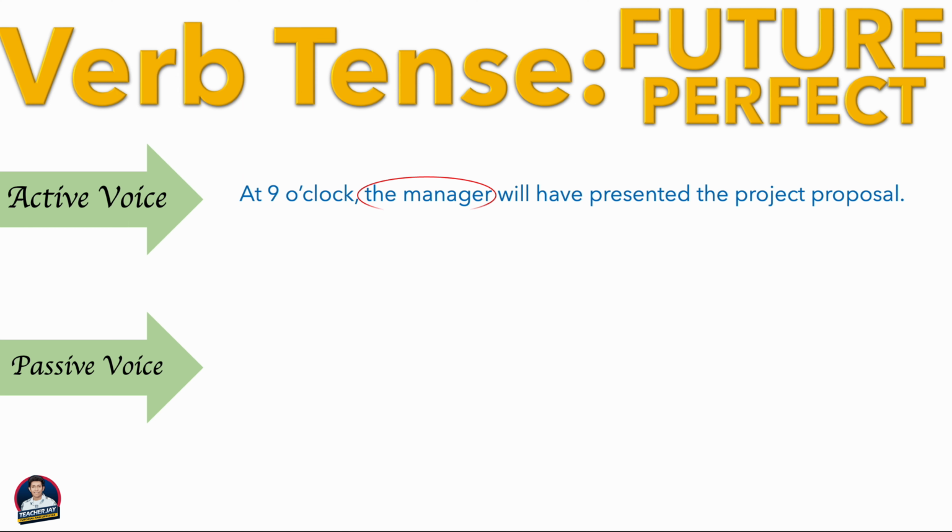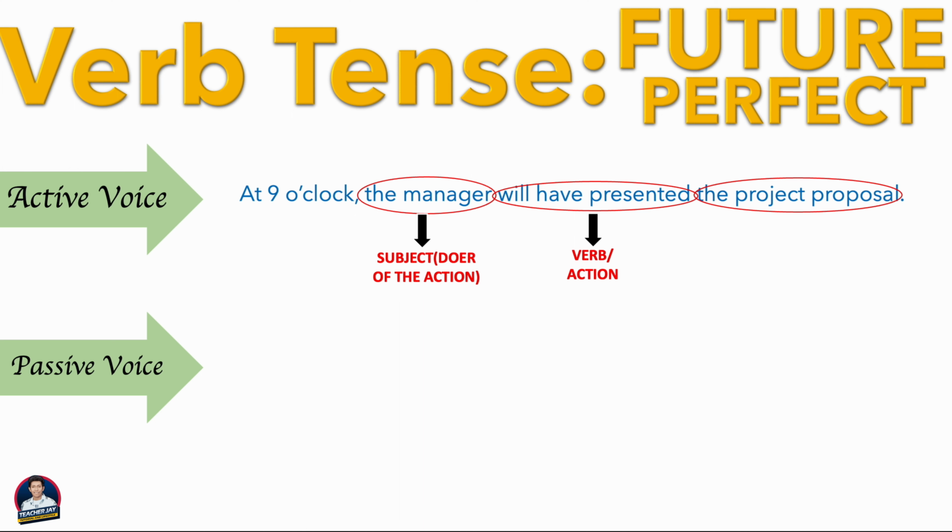In this example, we have the manager, who is our subject, who performs the action will have presented. Okay, this is our verb or action here. And then the project proposal is our direct object, or the one that receives the action. Or it answers the question, what will the manager have presented at 9 o'clock? And the answer is, at 9 o'clock the manager will have presented the project proposal.